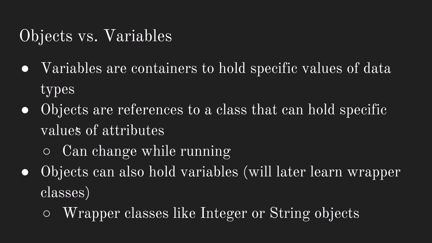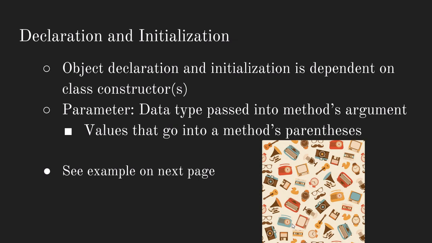And objects can contain variables such as ints. Later we're going to go over BigInteger objects, but you'll probably go over that in the actual AP Computer Science course. And note that these objects can also change while they're running, so they are mutable. And these objects can also hold certain variables such as wrapper classes, such as integers or strings. But you don't have to worry about that for now.